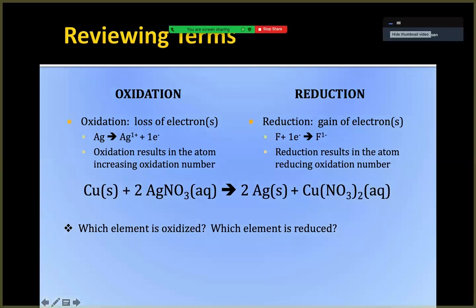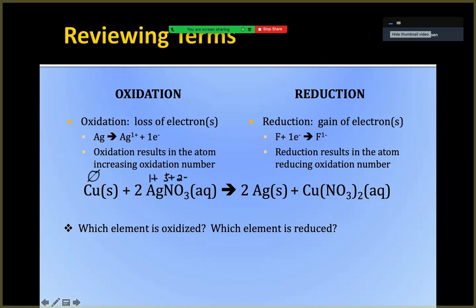We've got copper. That's a pure element. Its oxidation number is going to be 0. As we look at our silver nitrate here, we know our oxygen's a 2 minus. There's 3 of those, for a 6 negative altogether. For nitrate to be 1 minus, our nitrogen here has to be a 5 plus. That means our silver is a 1 plus.